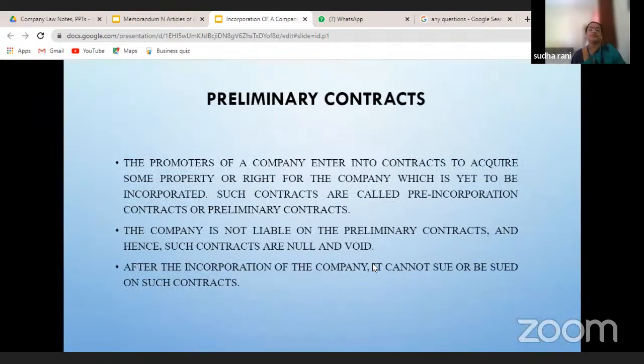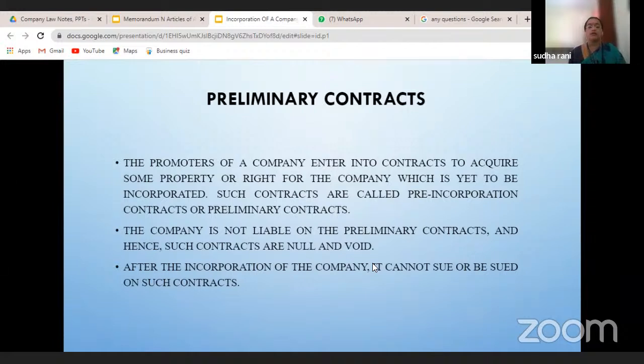The next one is preliminary contracts. What are the preliminary contracts? As we discussed, before a company gets its legal status, that is, the certificate of incorporation, it needs to enter into certain contracts. Like it has to acquire land or building for doing its business. It has to hire people, and enter into contracts with suppliers to supply the material and the machines required in the business. So these all are pre-arrangements before which a business comes into existence.